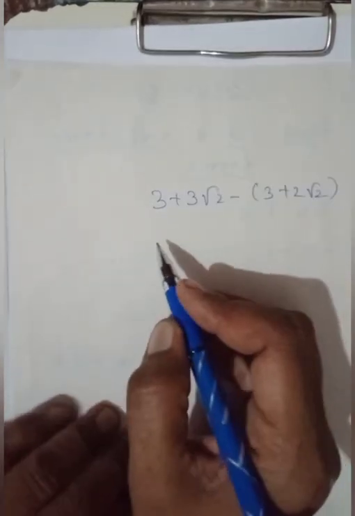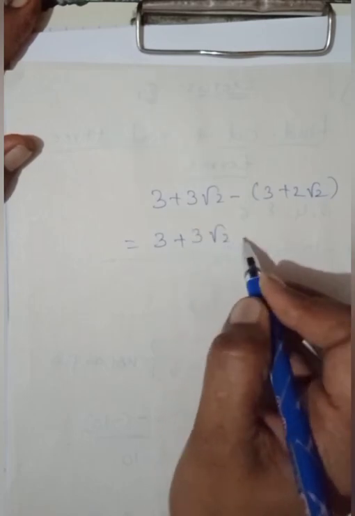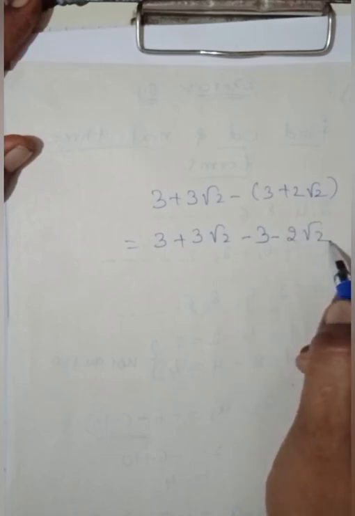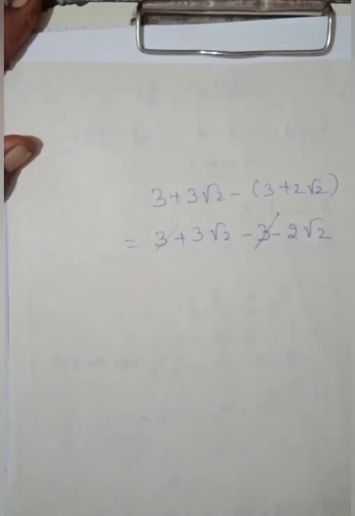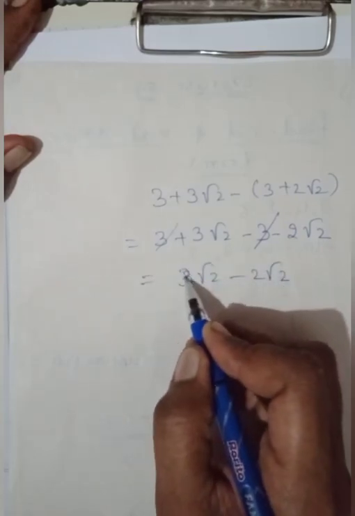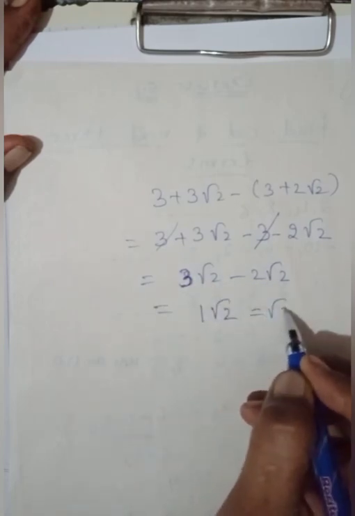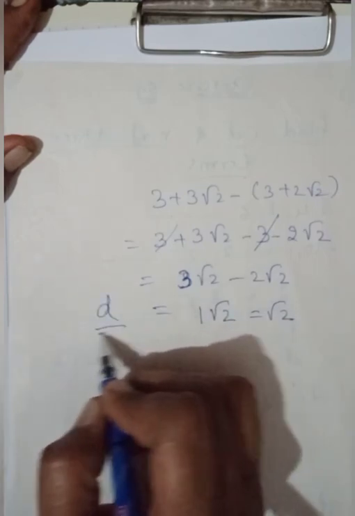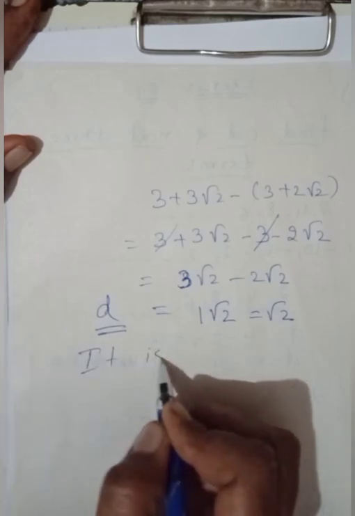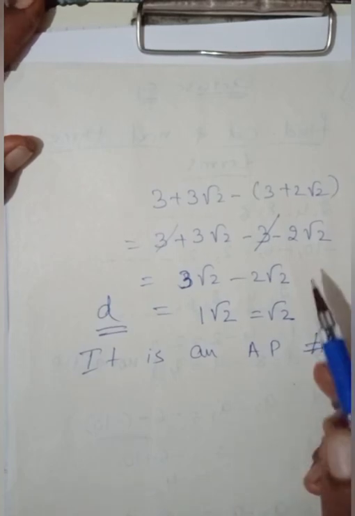How to do this one? Look at this, simple. First you write it as it is: 3 plus 3 root 2 minus 3, and minus times plus gives minus 2 root 2. As usual, the 3s get cancelled. Now you have 3 root 2 minus 2 root 2. Very simple. As you know, 3 root 2 minus 2 root 2 is 1 root 2, or you can call it root 2. See here, once again you got the difference as root 2. That means the given series is an AP. This is the first part of the question. Very simple. I have solved it in detail.